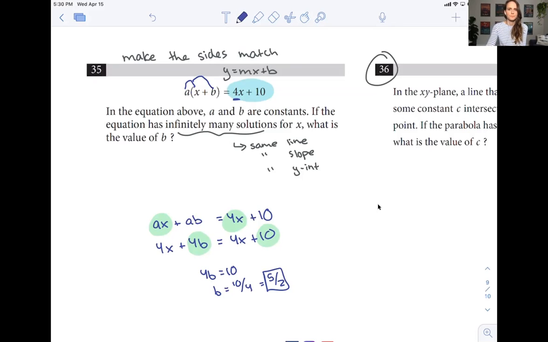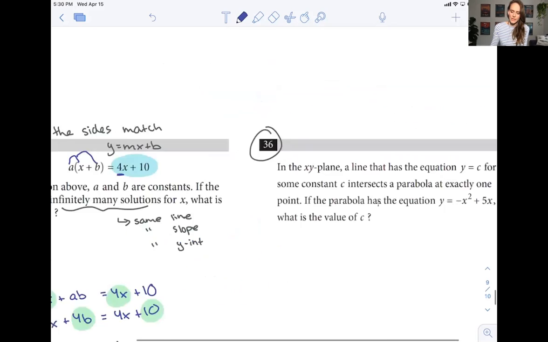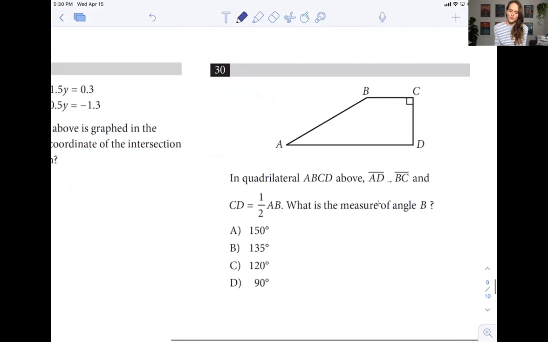Okay. For number 30, they say in quadrilateral ABCD, AB, sorry, is parallel, it doesn't print well here, AB is parallel to BC and CD equals half AB. What is the measure of angle B? On the SAT, when you get shapes that are not regular rectangles, squares, triangles, circles, you want to break up those shapes into the more familiar shapes.